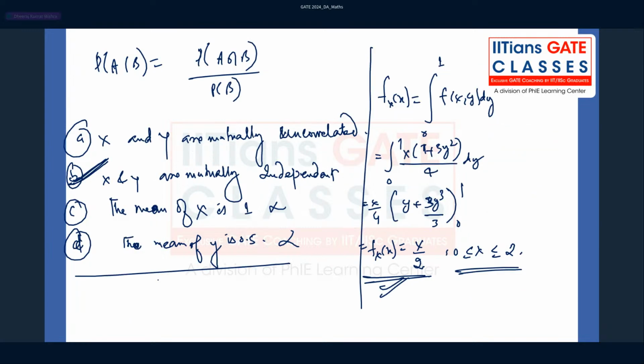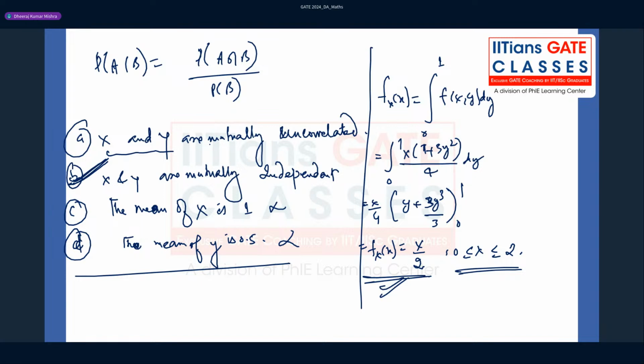Now they are also saying that x and y are mutually uncorrelated. What is the meaning of that? Mutually uncorrelated, guys. How do we calculate mutually uncorrelated? Since they are independent, certainly they will be uncorrelated.